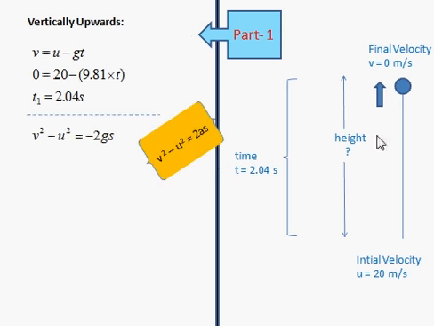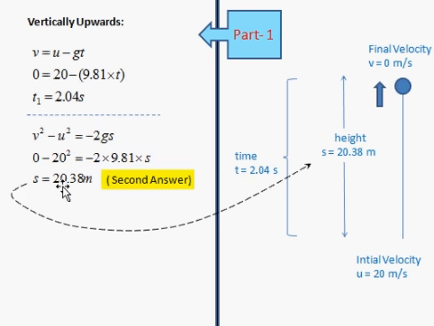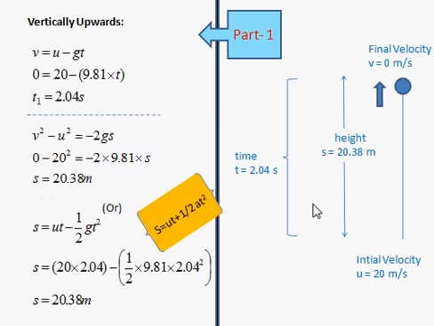Next, we shall find the height with respect to this formula, extending this formula with respect to gravity, and substituting the given data. We can predict the s value, that is 20.38 meters. By using another formula also, we can find the s value, which gives the same answer as we have calculated previously. I am leaving this part to the viewers.